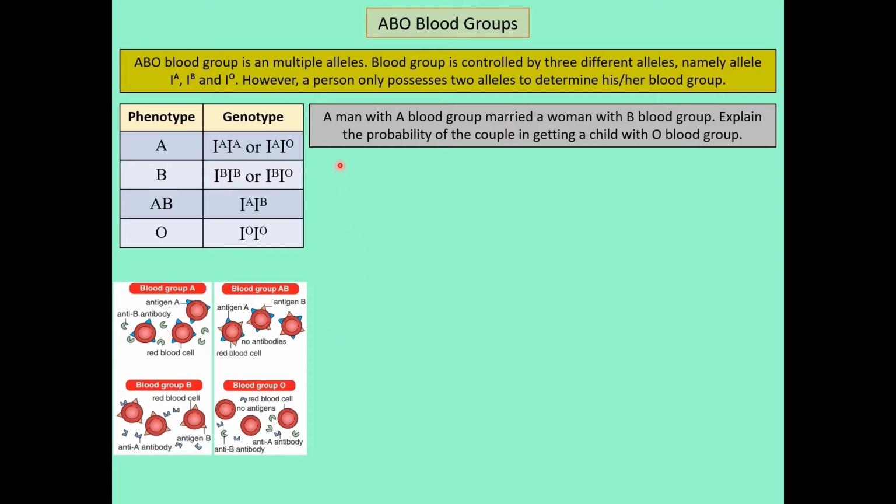Okay, look at these questions. A man with A blood group married a woman with B blood group.